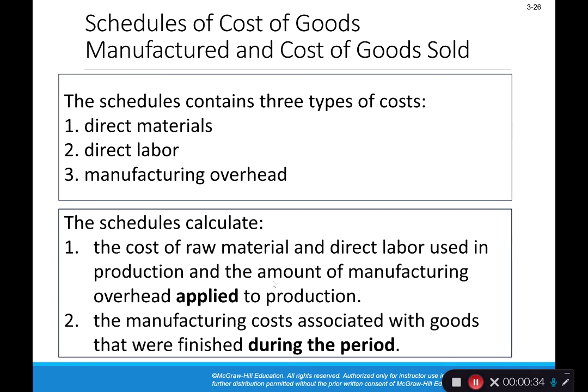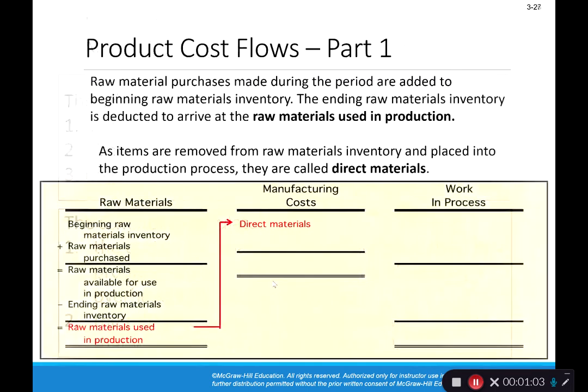The schedule contains three types of cost: direct materials, direct labor, and overhead, because it's our product costs. And the schedule calculates the cost of raw material, direct labor used in production, and the amount of overhead applied. And then the manufacturing costs associated with goods that were finished. Remember, that's what cost of goods manufactured is. It's the amount of cost associated with the goods that were finished and completed during the year and moved from WIP into finished goods. So we're going to start with our raw materials formula.